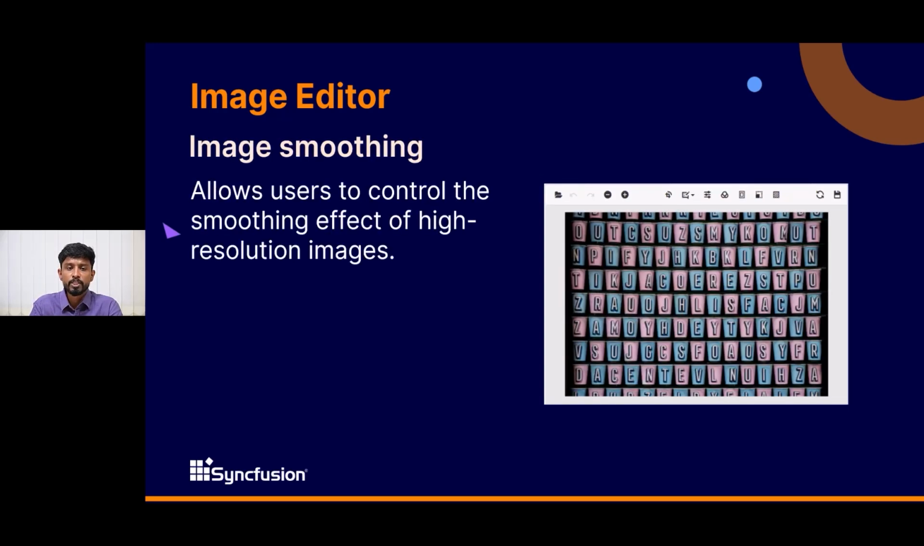Next, you have the image smoothing feature. So this feature allows users to control the smoothing effect of high resolution images. On enabling this, the component applies image smoothing to images during rendering, reducing distortion and jagged edges in scaled or rotated images.